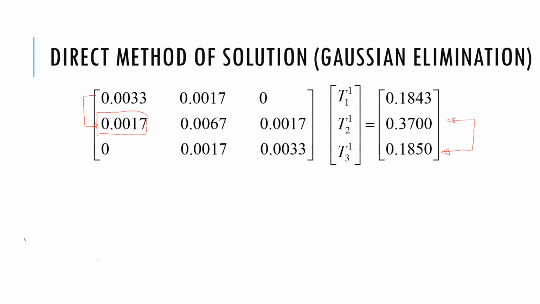So the first equation, if I write the equation here, write out 3T1 plus 0.0017 T2 is equal to 0.1843.